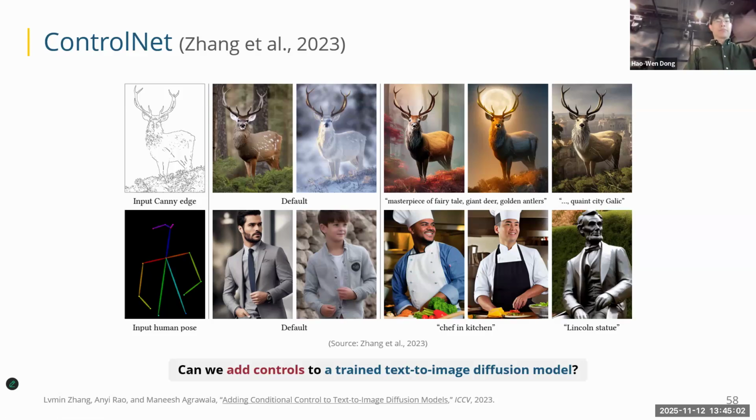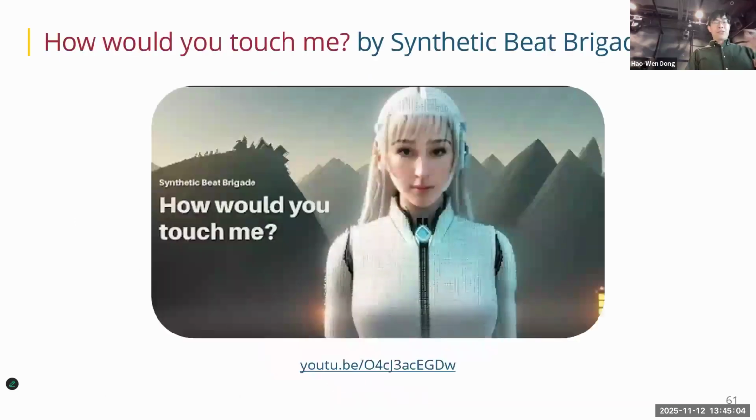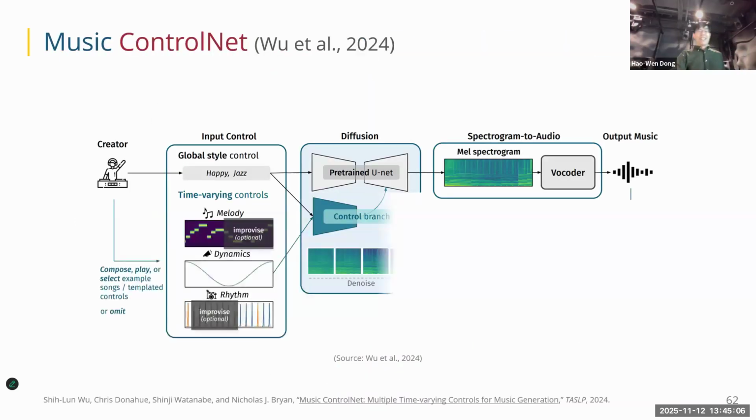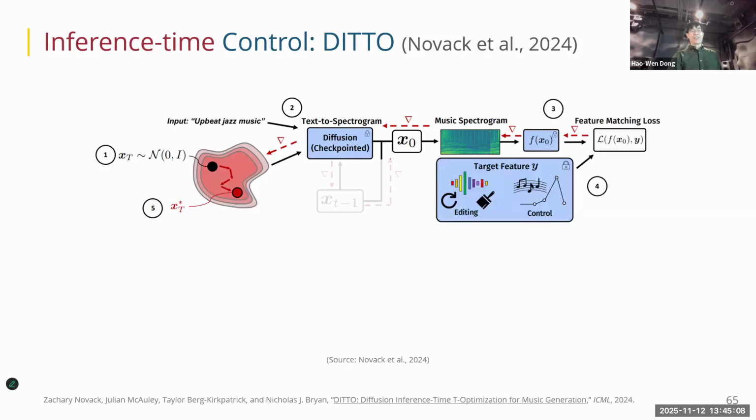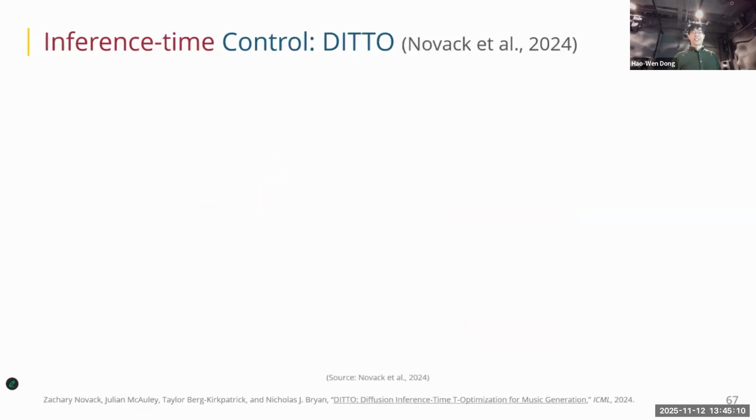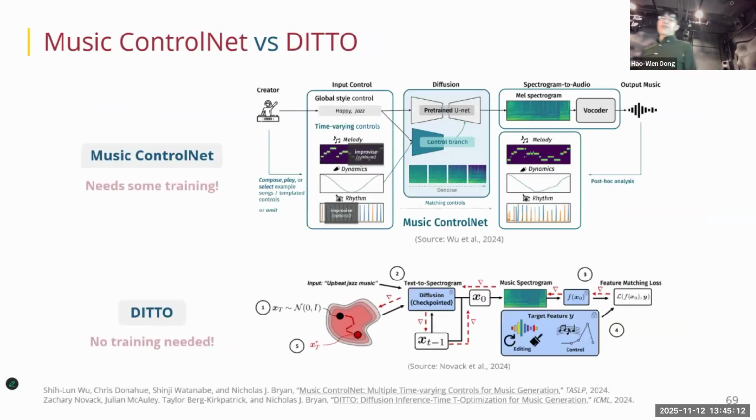So that's basically the two dominant ways of doing controls, and people are still looking into other ways, but these two are dominant. One requires training, and one is only inference time tuning.